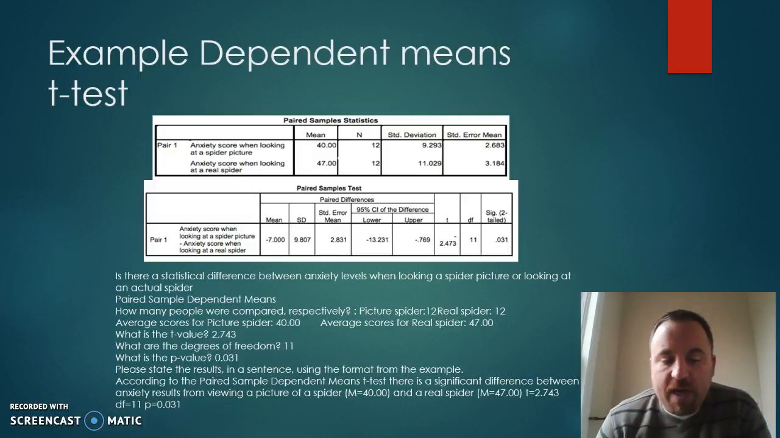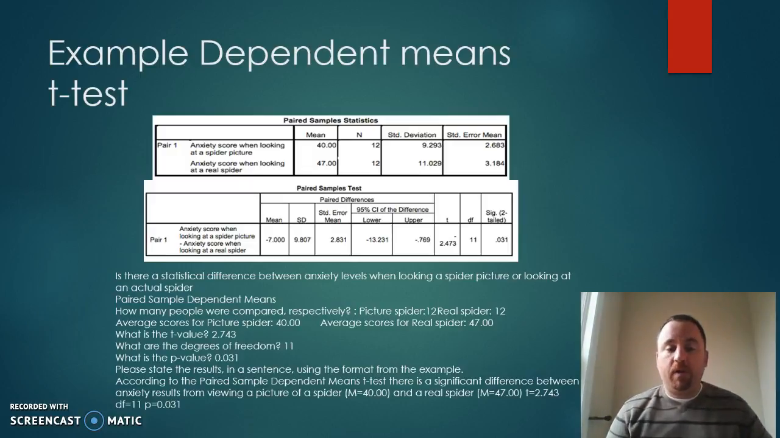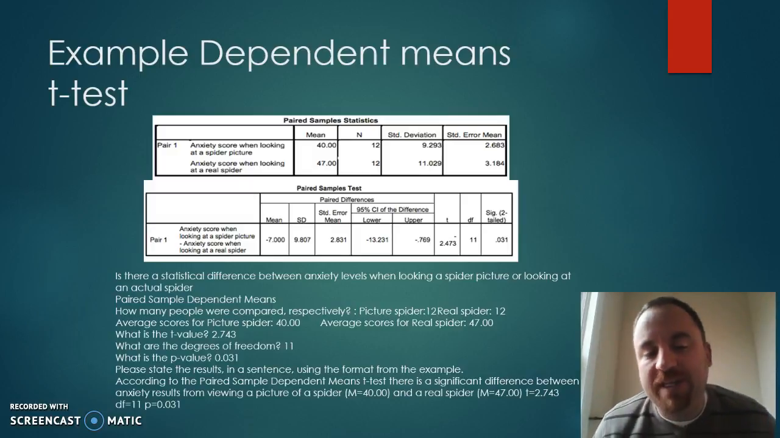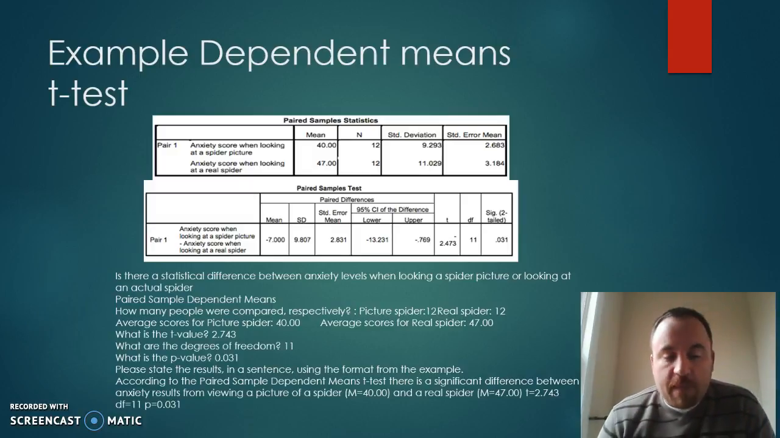Our t-value would be 2.743, and our degrees of freedom would be 11, because there were 12 people in the sample, minus the one group of samples. There was only one sample group here. They were tested 2 different times, and we were only dealing with 1 sample, so you only subtract 1 from that figure, which would give us 12 minus 1, 11 degrees of freedom. So again, we're looking for p-value significance.